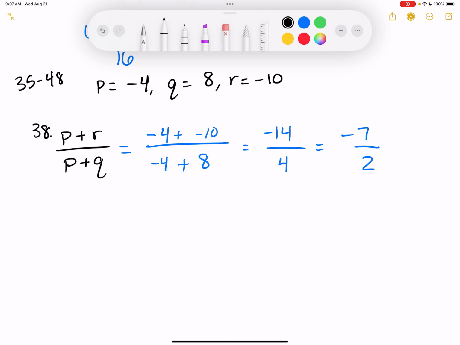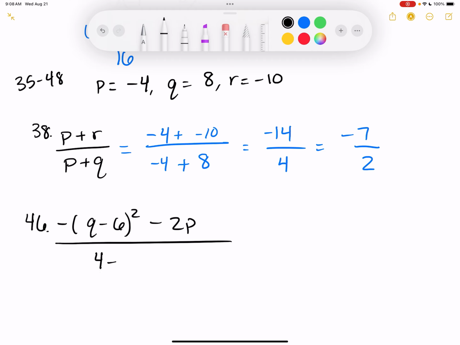A little bit harder one. 46: negative, and then in parentheses Q minus 6, and then they square that whole parentheses, minus 2P divided by 4 minus P.